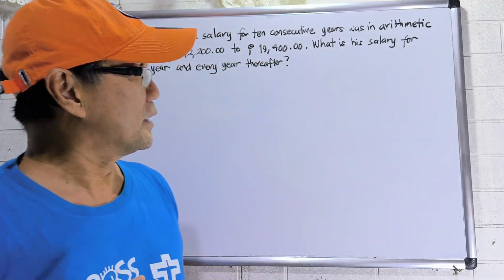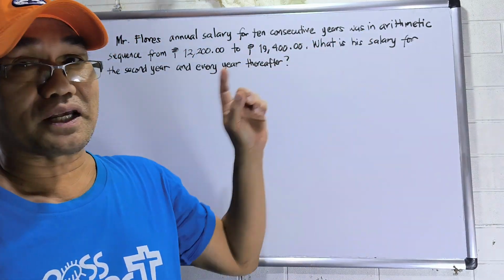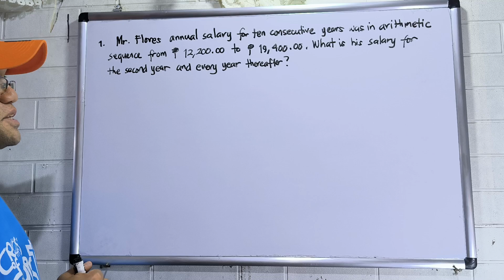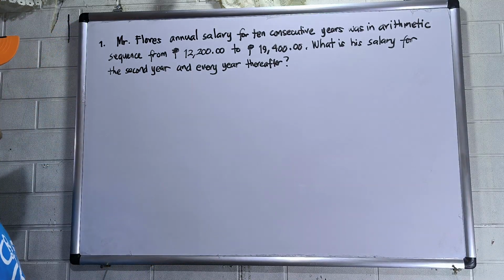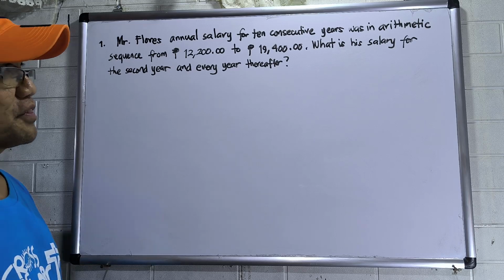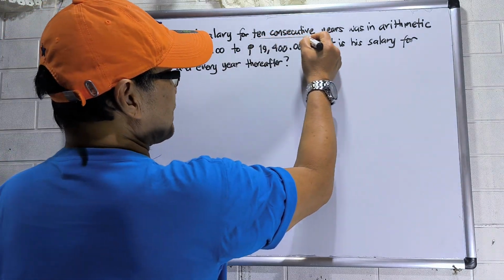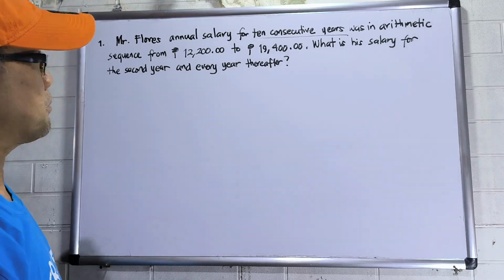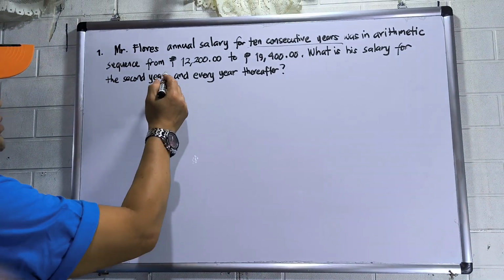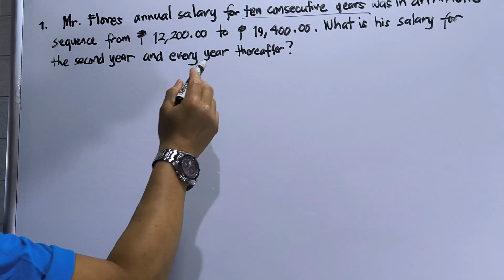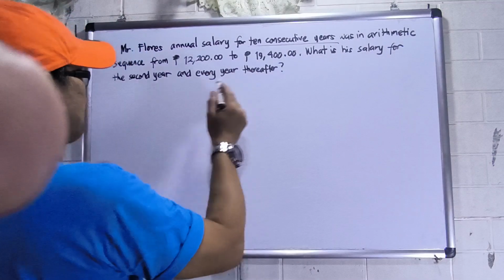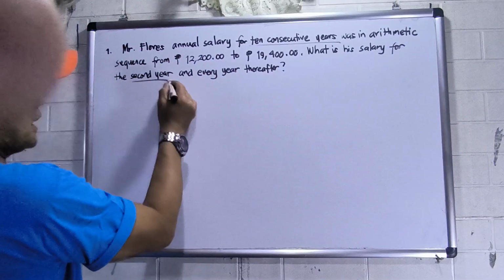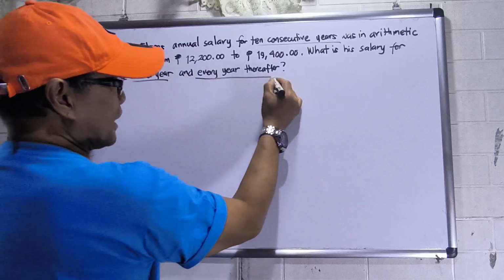I have here the problem about arithmetic sequence. This is a word problem. So I will read number 1. Mr. Flores' annual salary for 10 consecutive years was in arithmetic sequence from 12,200 pesos to 19,400 pesos. What is his salary for the second year and every year thereafter?